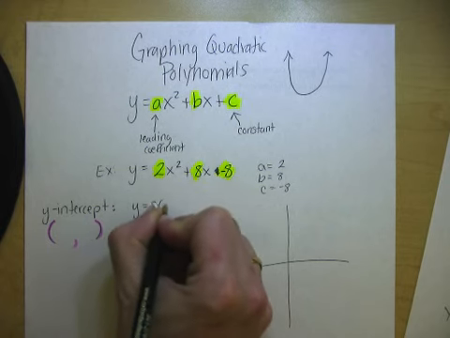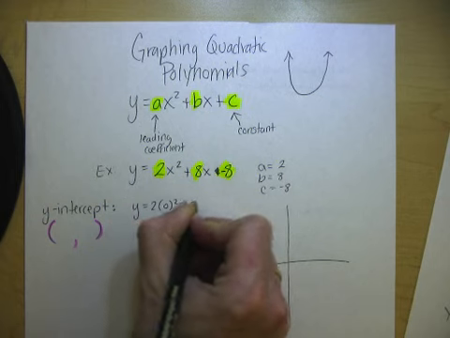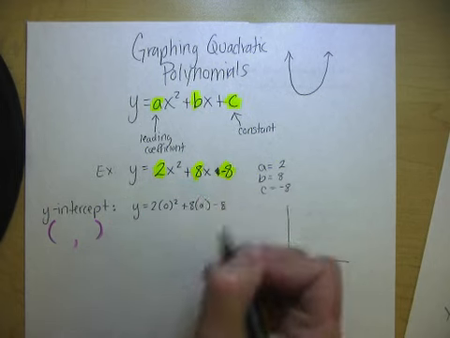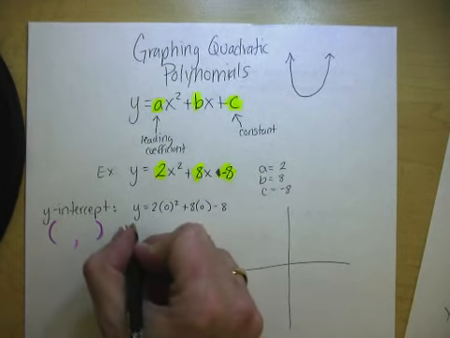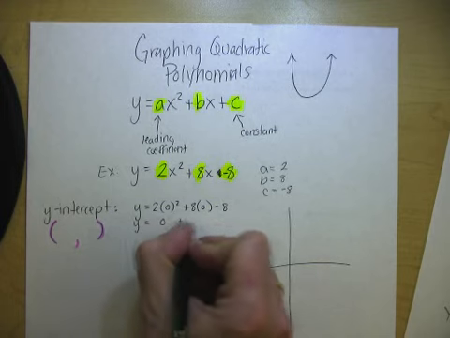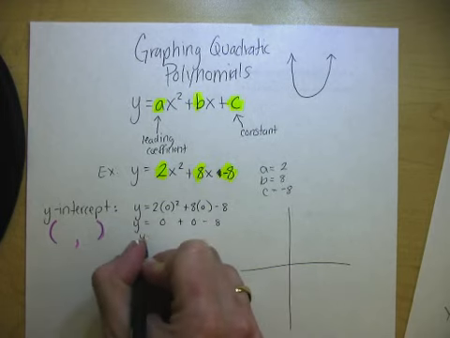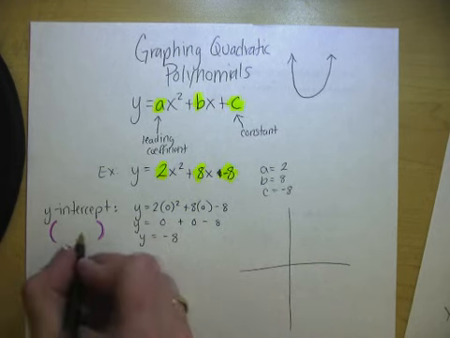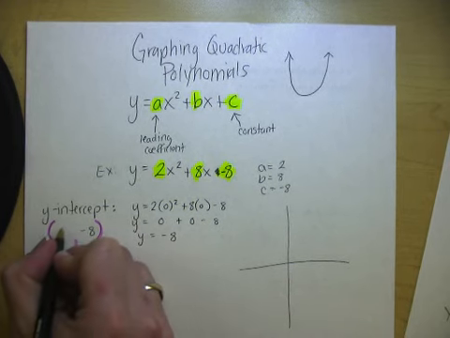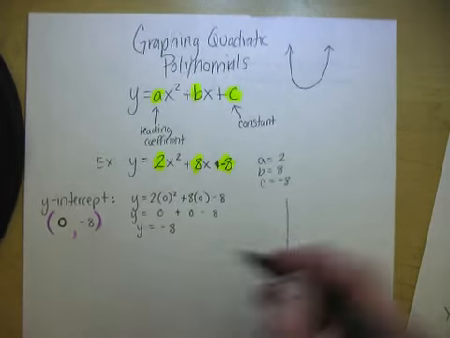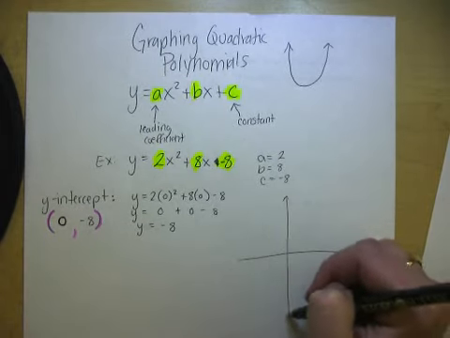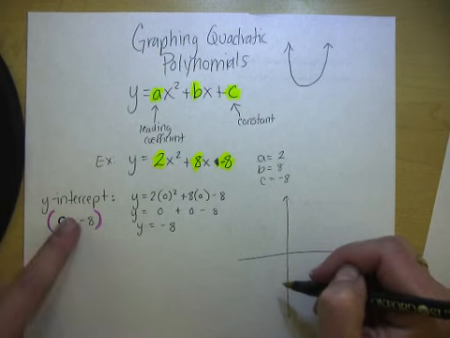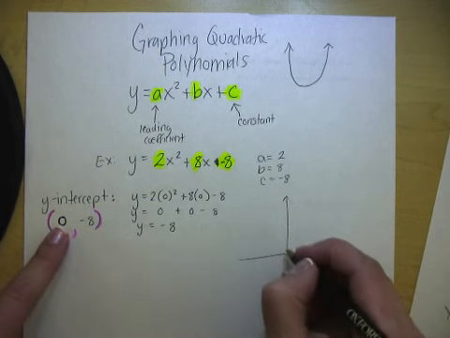So if I did this, plugging in 0 everywhere x is, I end up getting 0 plus 0 minus 8, so I get y equals negative 8. So this is my y-coordinate, negative 8, when x is 0. And we always plug in 0 for x when we're trying to find the y-intercept because it's on this y-axis, and every point on the y-axis, its x-coordinate is 0.